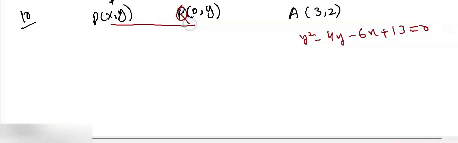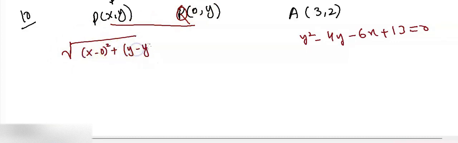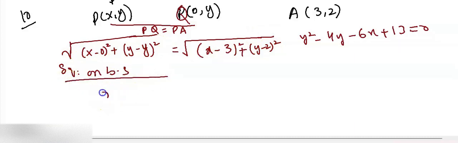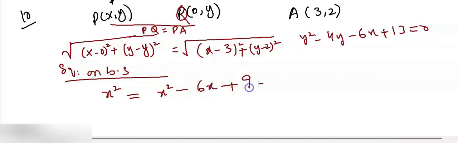Let's call this point Q, and then I'll calculate PA. So PQ is going to be the square root of (x minus 0) squared plus (y minus y) squared, equal to, by the condition PQ equals PA, the square root of (x minus 3) whole squared plus (y minus 2) squared. Again, you square both sides and get rid of the square root, so you will get x squared equals x squared minus 6x plus 9 plus y squared minus 4y plus 4.